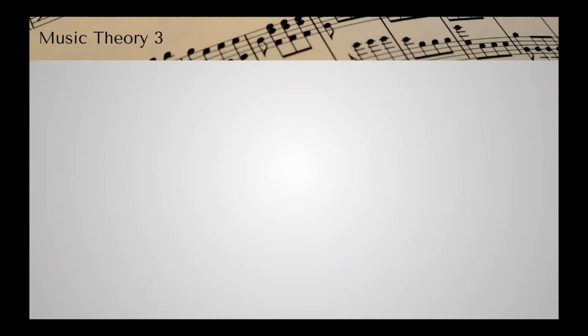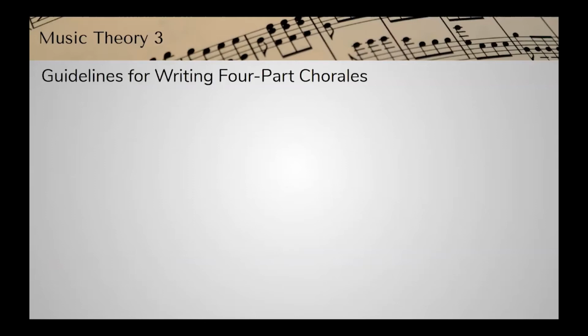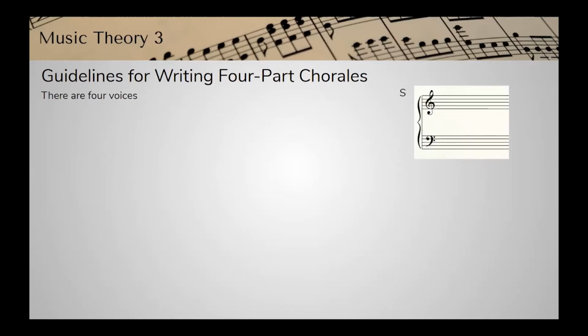So let's go over some of the rules, the method, what I'm going to call the guidelines for writing four-part chorales. Now, we spent a lot of time on this last year. So these are just the basic things you should always remember. First of all, there are four voices in this texture. That's why it's a four-part chorale. And those voices are the soprano, the alto, the tenor, and the bass. And they all have their ranges, which you remember from last year too.